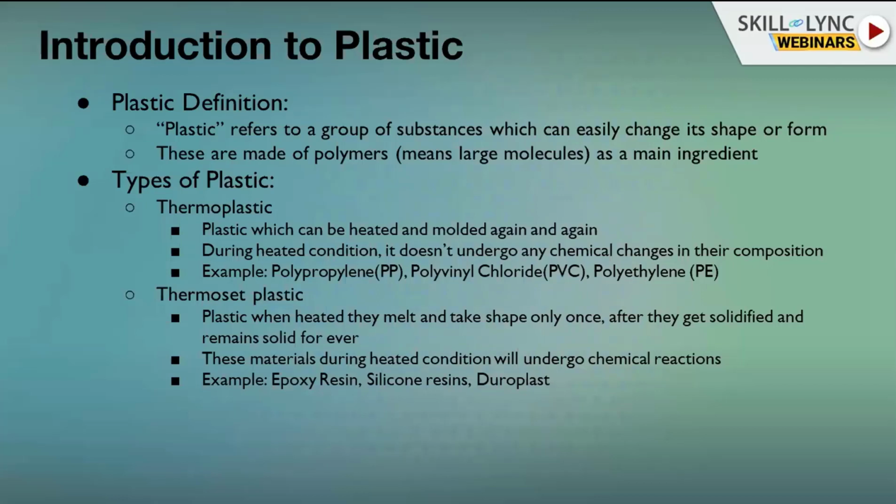The second type of plastic is thermoset plastic. In this plastic, when heated, they melt and take shape only once. After that they get solidified and remain solid forever. This material undergoes chemical changes during the heated condition. Examples are epoxy resins, silicone resins, and duroplast.